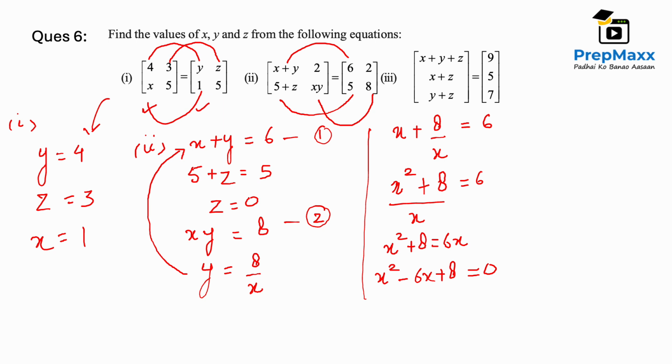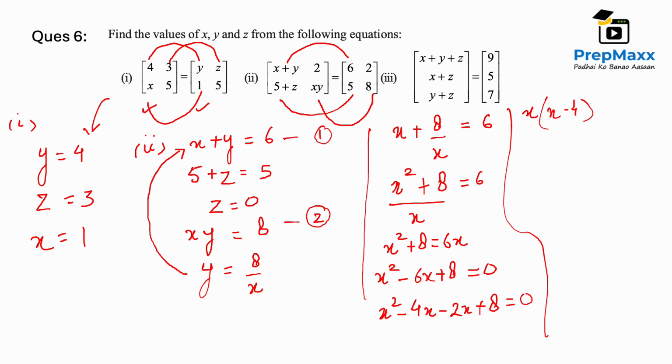Now we need to solve this to find the value of x, right? So we can do middle term splitting here, and that is going to give me x square minus 4x minus 2x plus 8 equals 0. So I can say x into x minus 4 minus 2 into x minus 4 equals 0. So x minus 2 into x minus 4 equals 0. So x is going to be equal to 2 and x is going to be equal to 4.